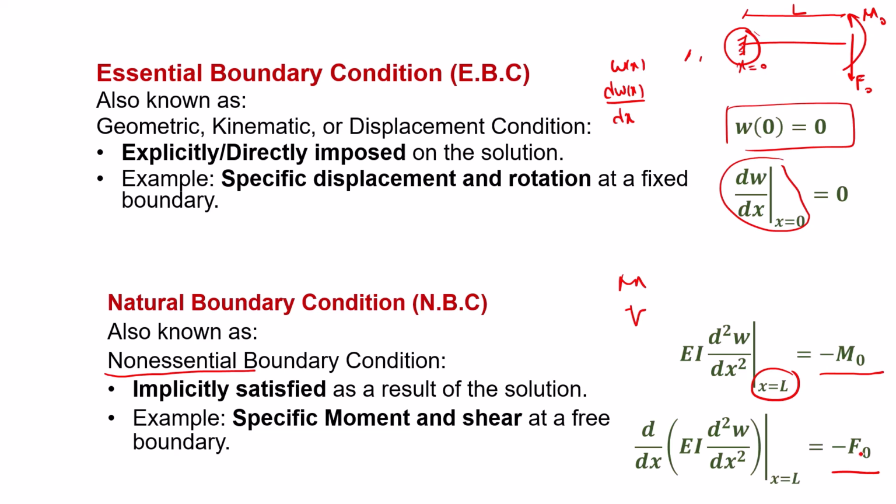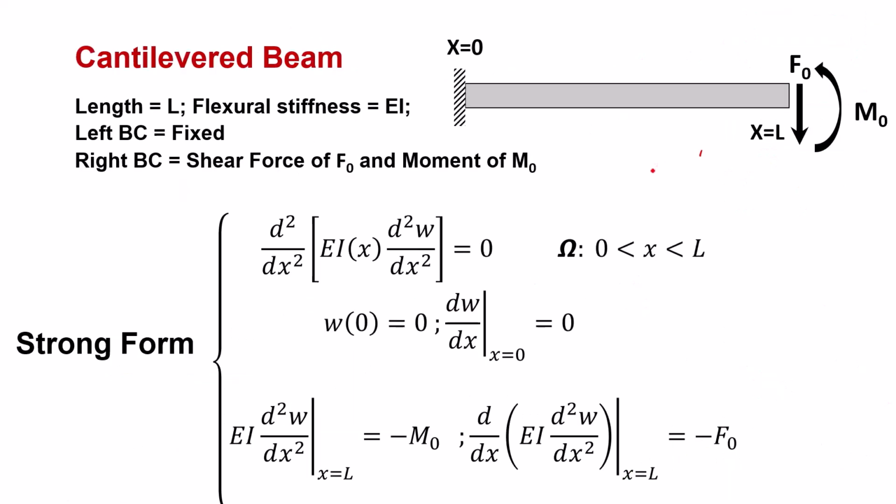And an important idea, especially for FEM, is that natural boundary conditions are automatically satisfied in the weak formulation. This distinction becomes very important when we derive the weak form. Now let us apply everything to a cantilever beam example.